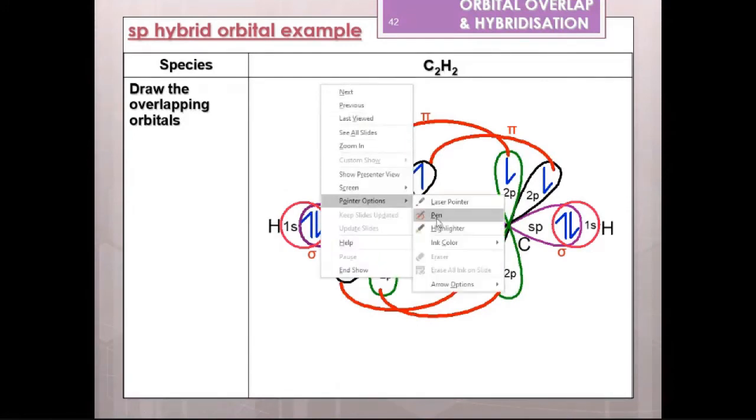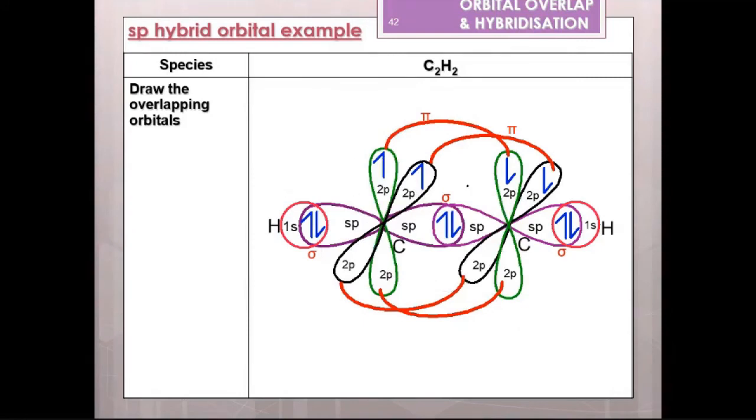The first explanation. And I go for here. This one is C1, this one is C2. The sp hybrid orbital of the carbon atom is overlapped with the sp hybrid orbital of the C2 atom to form a sigma bond. 2 here. The sp hybrid orbital of carbon 1 is overlapped with the 1s orbital of hydrogen to form a sigma bond.